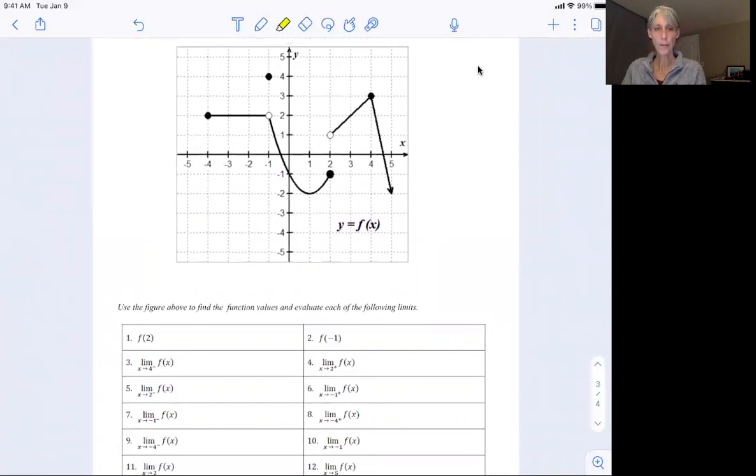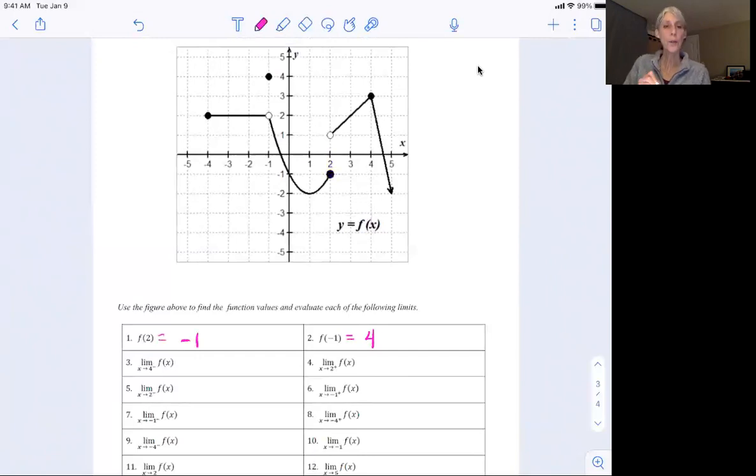In question 1, I'm evaluating f of 2. So that means I'm going to go to 2 on my x-axis, and then I'll look for the closed-in circle. That's my function value. So f of 2 is -1. In example 2, f of -1, well, that's going to be 4.